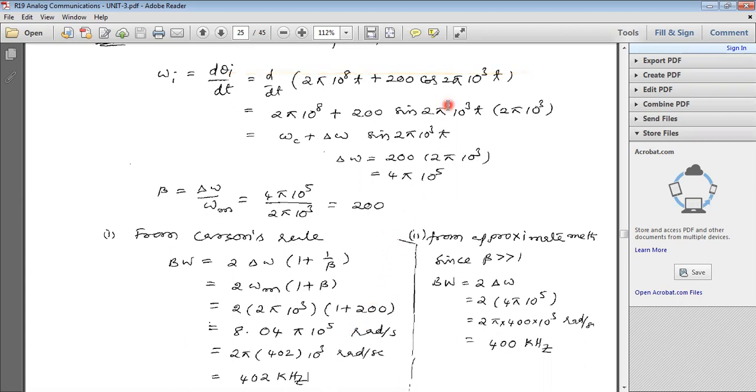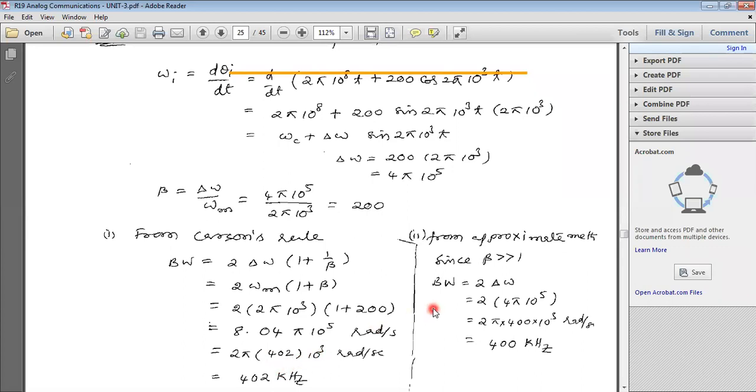Already it is in the form of 2 pi into 10 power 3 t. So therefore 2 pi into 10 power 3 is considered as it is. The extended parameter, that is 402, is only considered as the bandwidth. Here don't confuse. Already in the signal we have 2 pi into 10 power 3, so it is solved in that form. After that, the remaining parameter is considered as bandwidth. So that is 402 kilohertz.